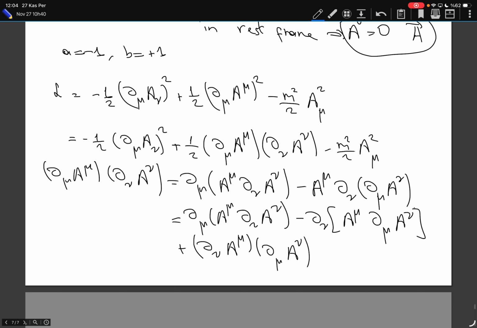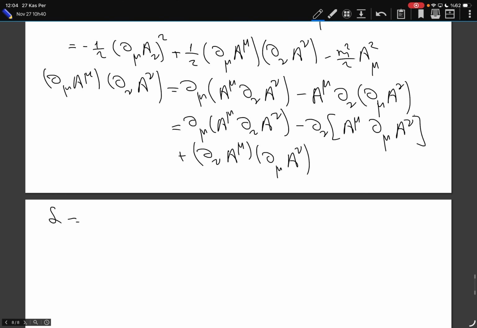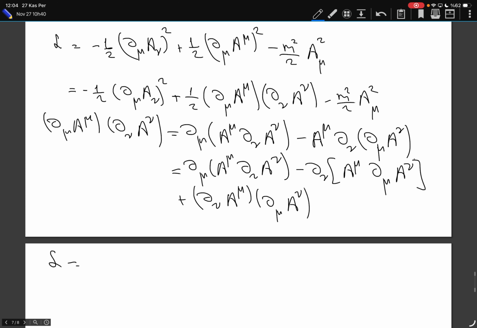I just exchange the derivatives, keeping the total derivatives also in my expression. But remember, total derivatives do not change my Lagrangian or my equations of motion. I can just add any total derivative to my Lagrangian. The action will be invariant. The action will not change, so I can just throw away any total derivatives in my theory.